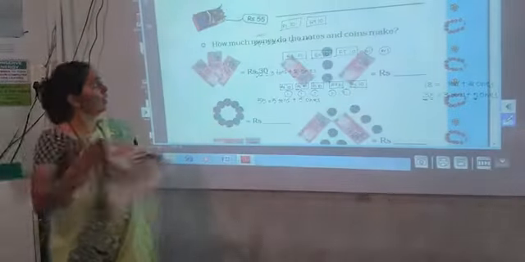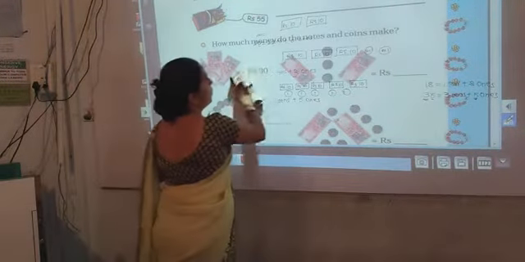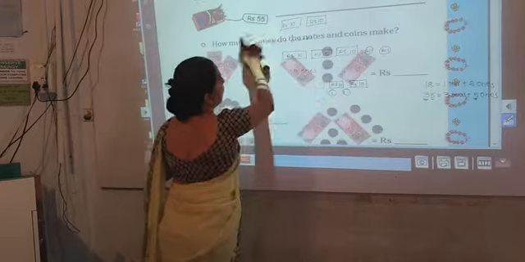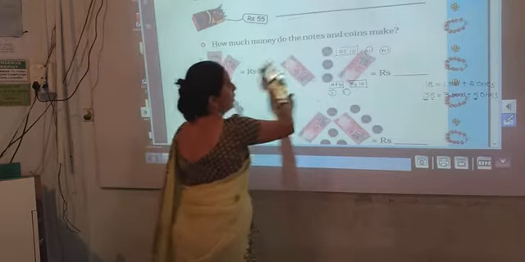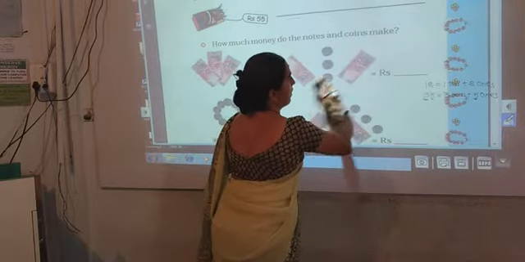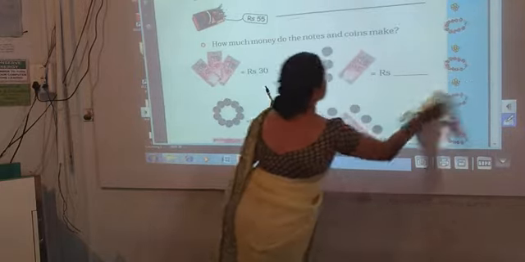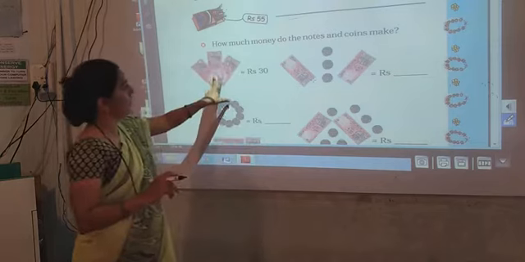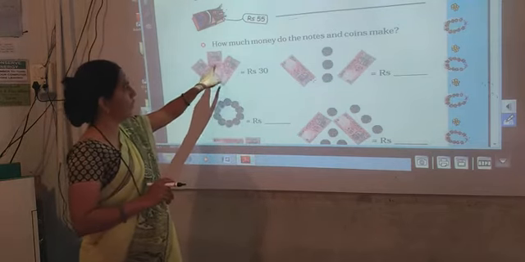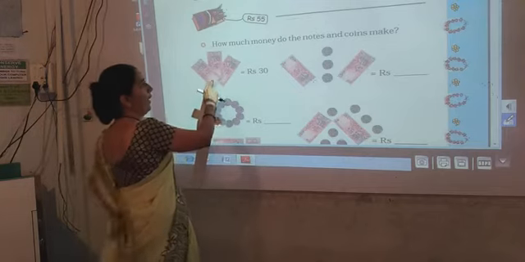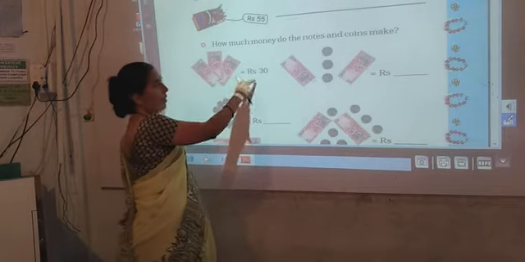How much money do these notes and coins make? These are the 3 notes of rupees 10: 10, 20, 30. So they have made rupees 30.